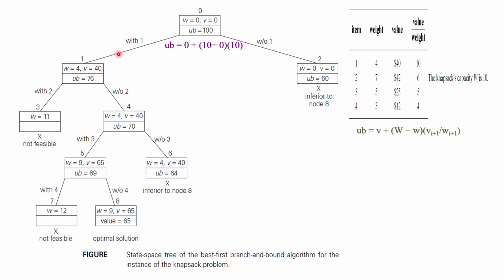So now what is the weight of the first item? The weight of the first item is 4 and value is 40 here. That's why W is the weight of the item. Now we are including the first item and value of the first item is 40 here. So next you have to calculate the upper bound here.